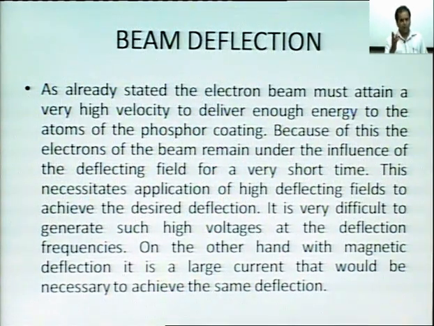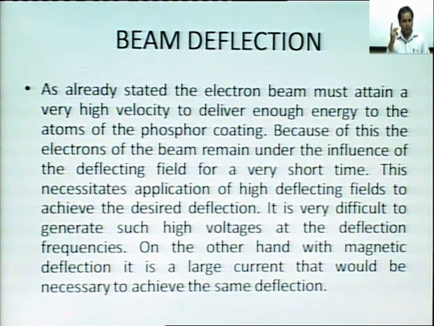Beam deflection, I have just explained how the beam will be deflected. I will just go through this. As already stated, the electron beam must attain a very high velocity to deliver enough energy to the atoms of the phosphor coating. Because of this, the electrons of the beam remain under the influence of the deflecting field for a very short time. This necessitates the application of a high deflecting field to achieve the desired deflection.